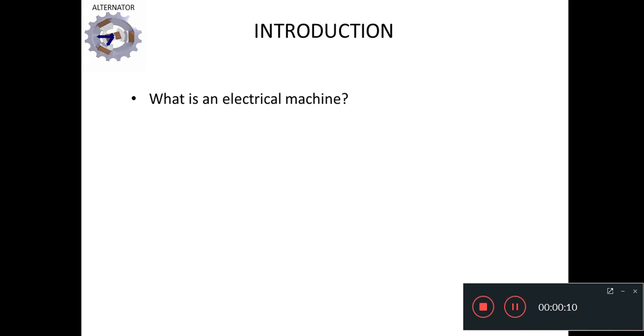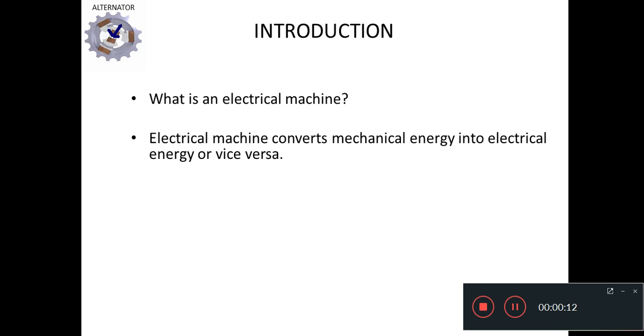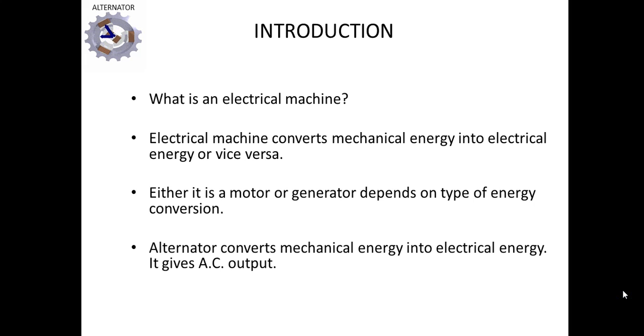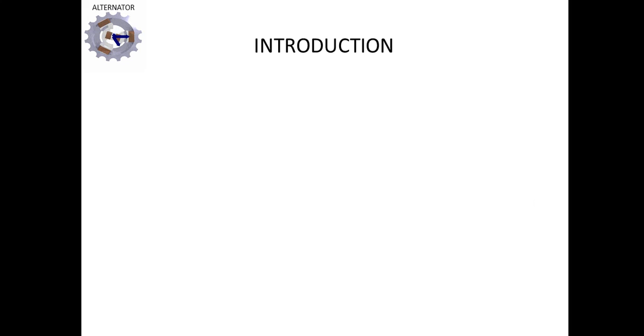Here, the first topic is electrical machines. The machine which converts mechanical energy to electrical energy or vice versa is either a motor or a generator, depending upon the type of energy conversion. Here, an alternator converts mechanical energy to electrical energy. It gives the AC output.